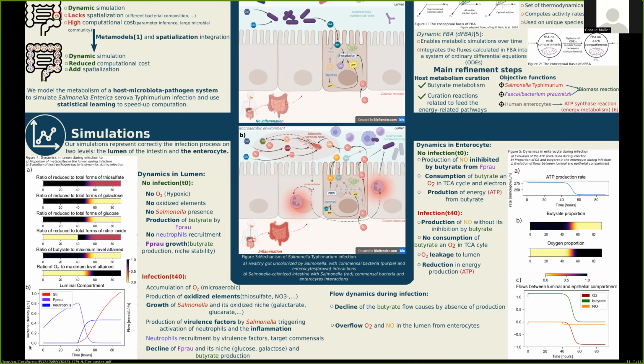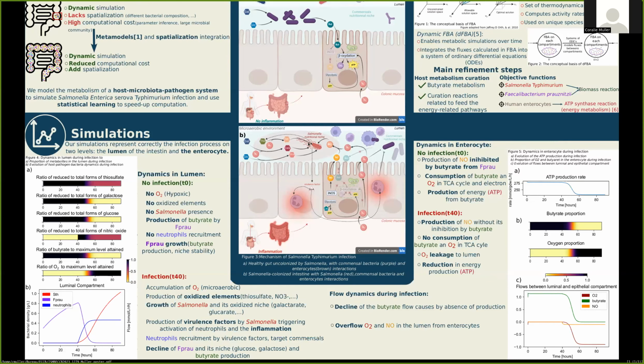We performed here a 90-hour simulation of bacterial and epithelial metabolism, with a pathogen infection occurring after 40 hours and associated with an inflammatory process. As expected, in the absence of infection, butyrate production is ensured by commensal cells, FPRO, in the lumen. The growth of FPRO is ensured and its niche is stable.